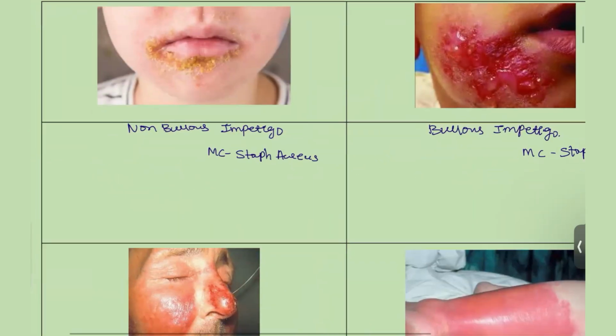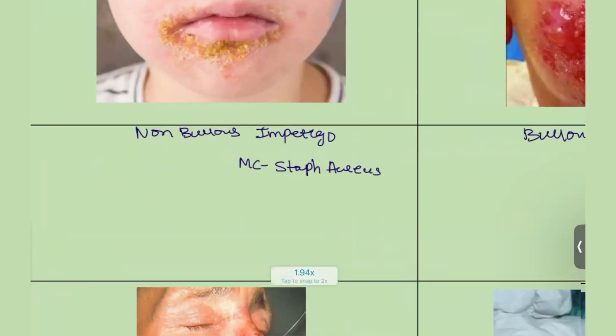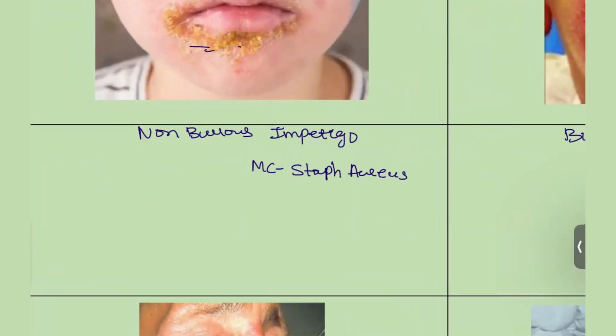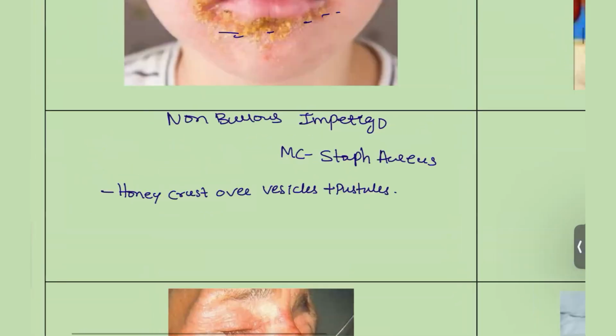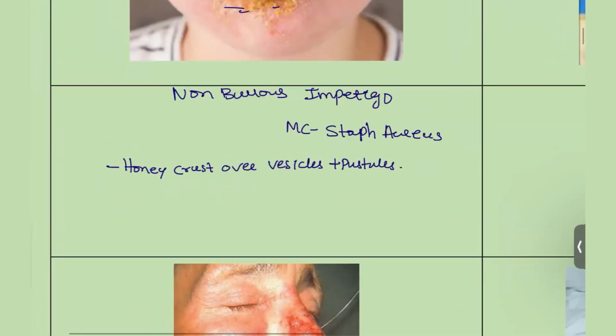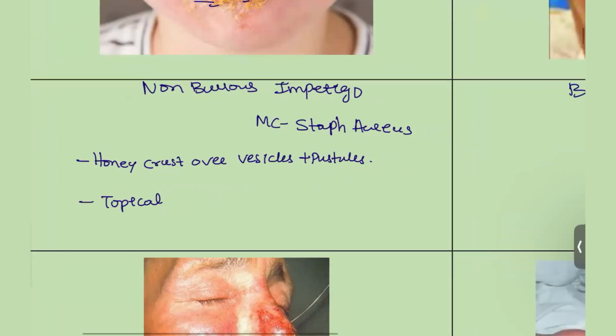So how are they going to present? The lesion will present with these kinds of honey-crusted cells. These honey-colored crusts will be present over the vesicles and pustules, and when they rupture they form this kind of crust. Systemic symptoms will also be present. What is the treatment that we can give for this patient? Topical antibiotics such as mupirocin can be given.